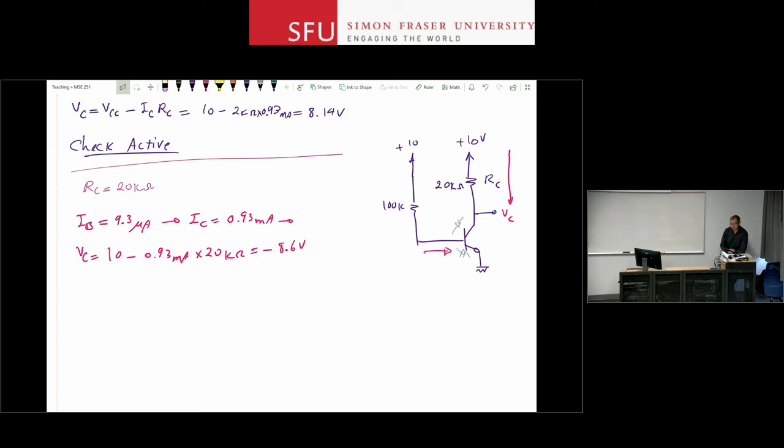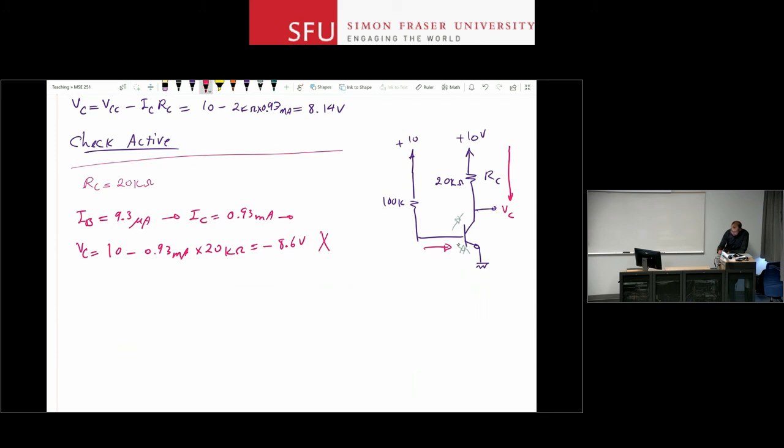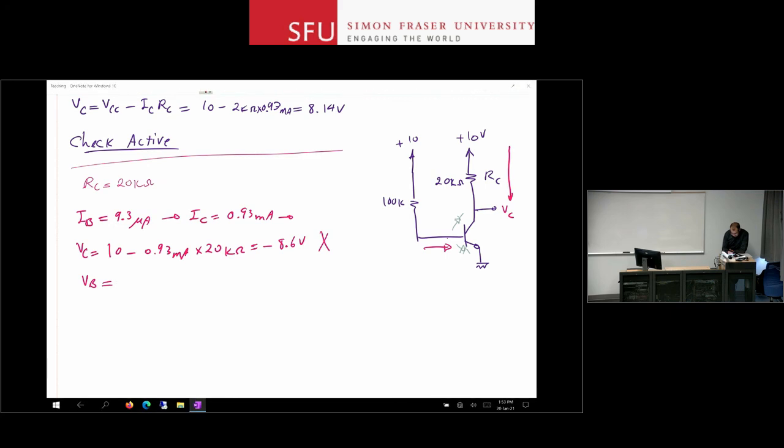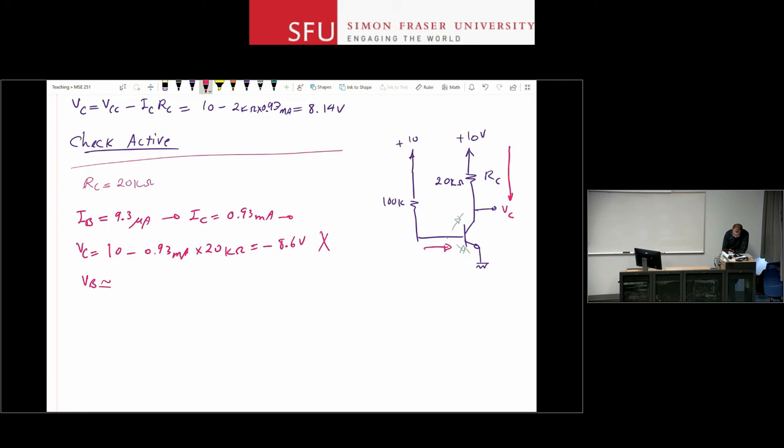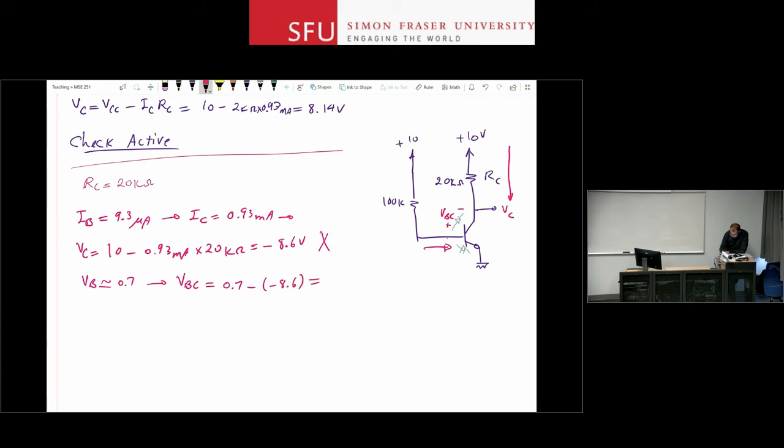I cannot have a collector voltage that is less than the smallest voltage in my circuit. This indicates a problem. As soon as that happens, the other thing I would notice is that my VB, if I go with the previous assumptions, is somewhere around 0.7 volts, right? So VB on was around 0.7 volts. So therefore VBC, the voltage drop across this diode, is going to be 0.7 minus 8.6. So that's 9.3 volts, which is actually much, much larger than the turn-on voltage of a diode.